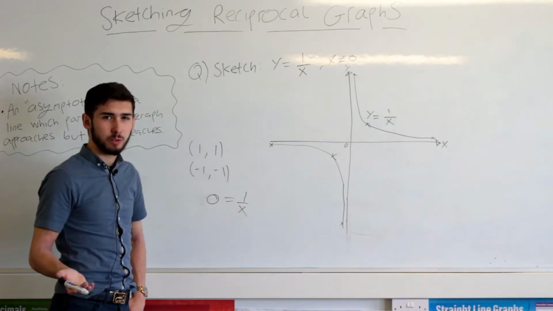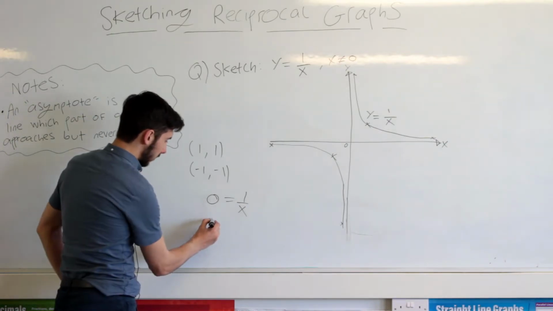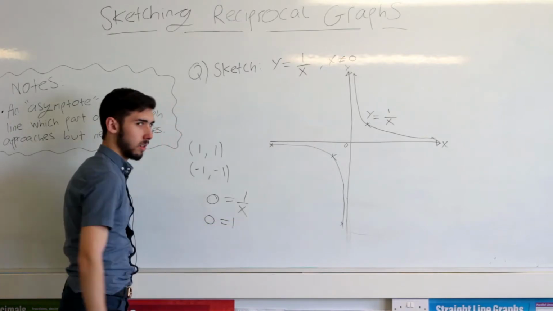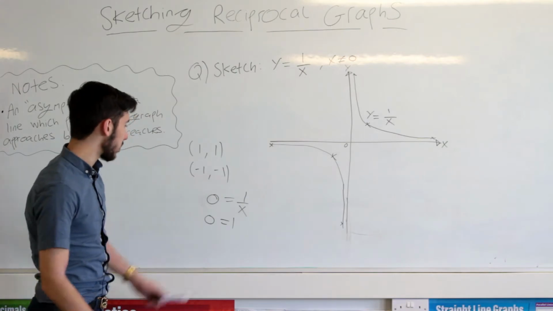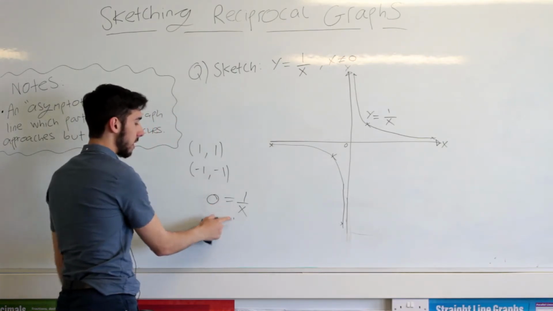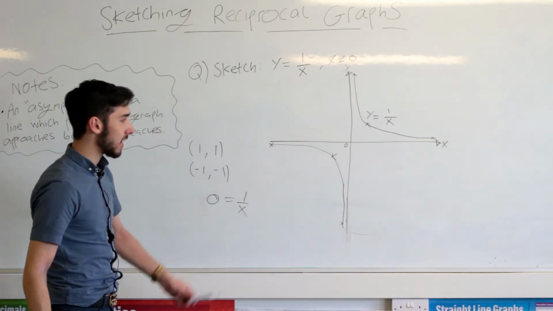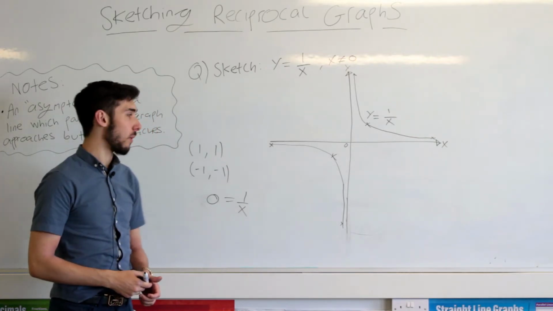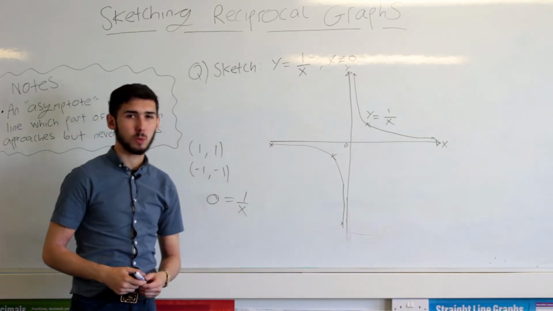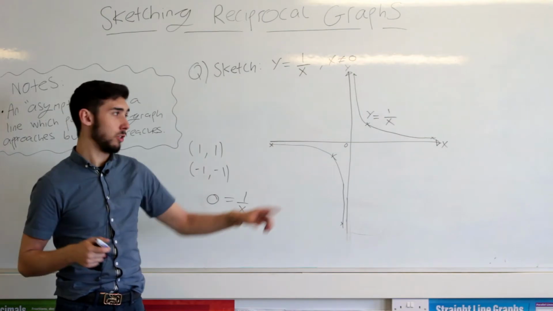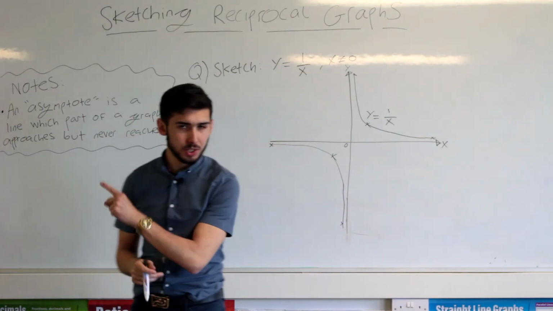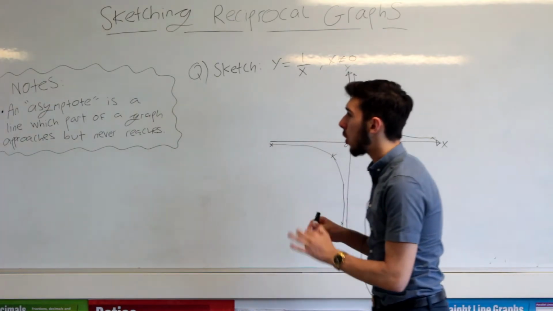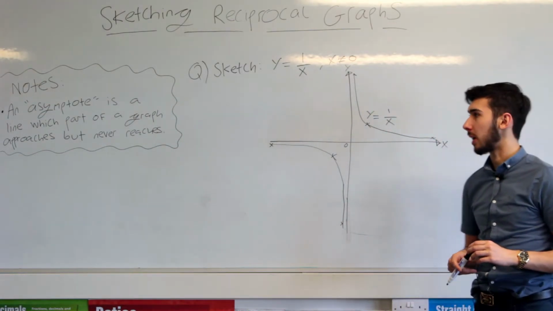Let's multiply both sides by x. Again, problem. You can't do this. There are no solutions to this equation either, which means there is no x value which satisfies this equation when y equals 0. There are no intersections on this line at all. So what we do say though, and this is the notes, this is called an asymptote, okay?